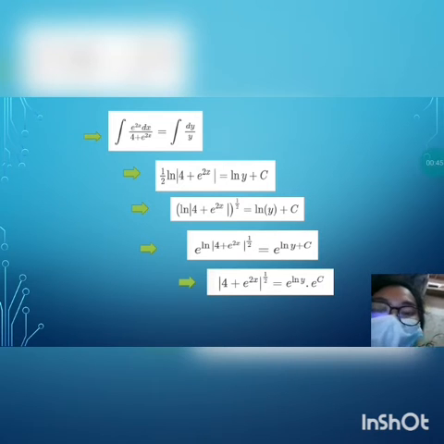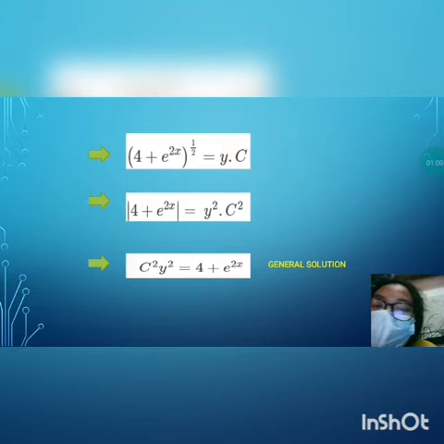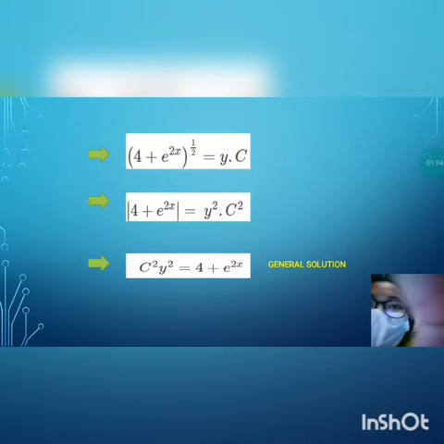Then on the other side, we separate it: e raised to the power ln y times e raised to the power of c. So the e and ln cancel, and what remains is y times c. The e raised to the power c is just the same as a constant c.